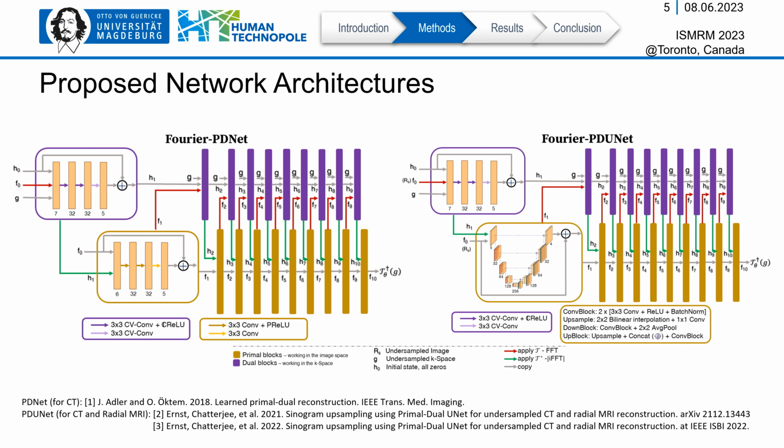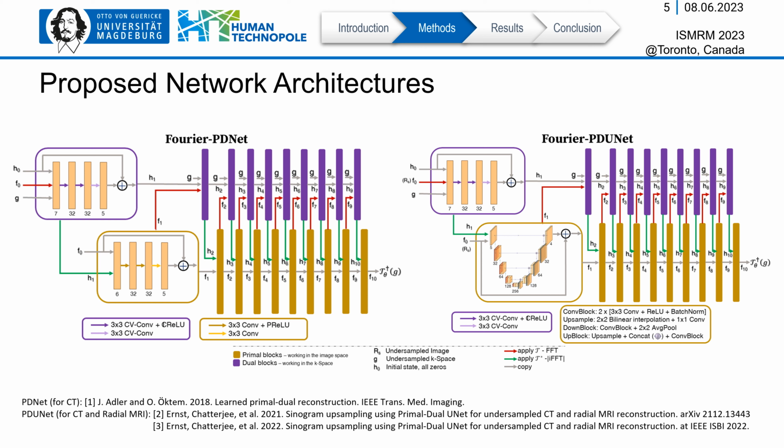These models can be considered as unrolled iterative reconstructions. The dual blocks try to predict the missing parts of the K-space, while the primal blocks attempt to remove artifacts in the image. The undersampled K-space G is first supplied to the initial dual block of the models along with the two initial states H0 and F0. The output of the first dual block is provided as an input to the first primal block along with F0.